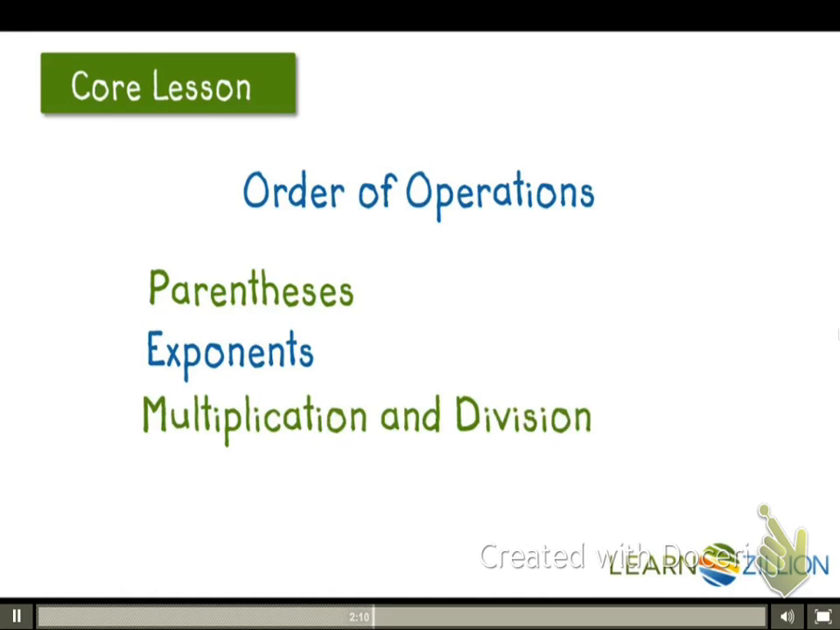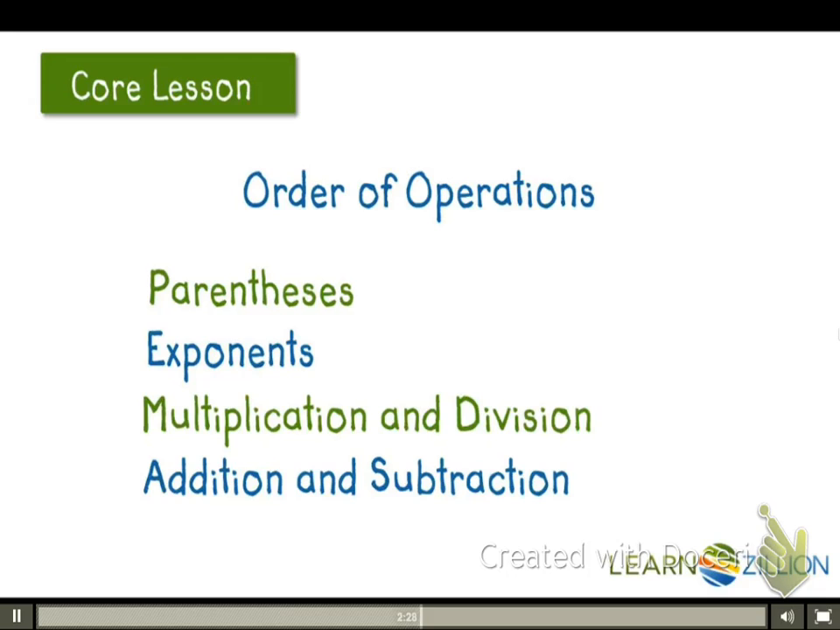Multiplication and division. The next step is to complete any multiplication or division you see. These 2 operations both happen during this step. They are not separate steps. So whichever operation, multiplication or division, that comes first as you go left to right in the expression is the operation you should complete first in this step. Addition and subtraction. The last step you complete is addition and subtraction. As with multiplication and division, these 2 operations both happen at the same time as you travel left to right in the expression.